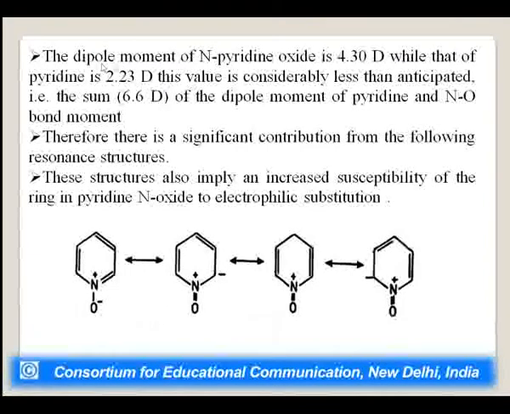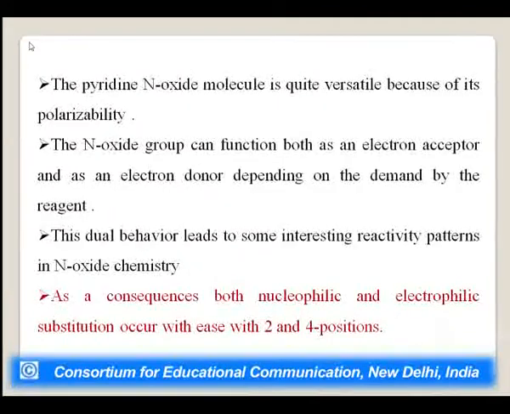We have discussed the difference of dipole moment between pyridine and pyridine N oxide. This value is considerably less than anticipated, and if you add them up, the sum is 6.6 D for pyridine and pyridine N oxide. So, there is a significant contribution from the resonating structures we have discussed. These structures also imply an increased susceptibility of the ring in pyridine N oxide to electrophilic substitution reaction. The pyridine N oxide molecule is quite versatile because of its polarizability. You have seen that nitrogen contains positive charge while oxygen contains negative charge.